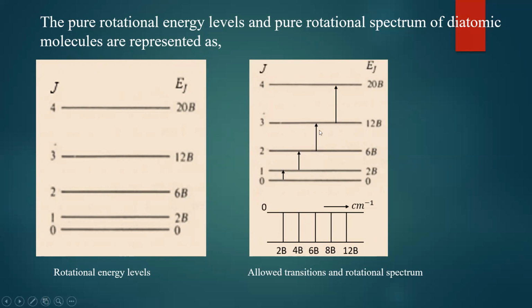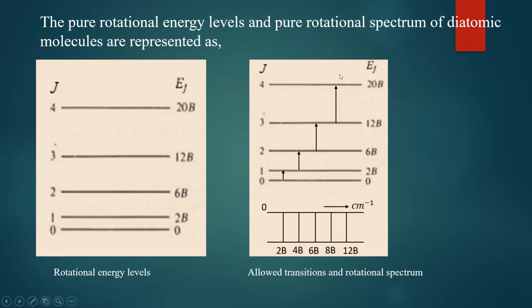Next is 6B, next is 8B, next is 12B, that runs like this. So here the rotational energy levels, or the rotational spectrum, give rise to lines which are separated by 2B distance. So the first line is observed at 2B, the second line is observed at energy or frequency 4B, the next line is at 6B, 8B, 12B, etc. So this is in centimeter inverse. So these transitions give rise to the rotational spectrum.